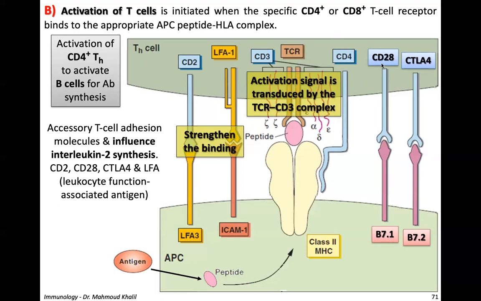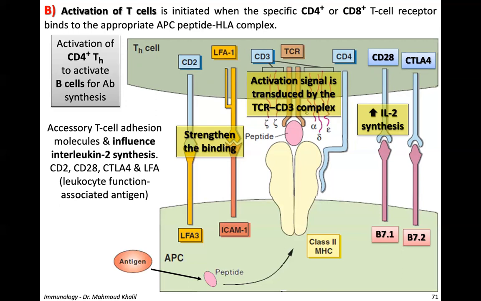B7.1 binds with CD28, while B7.2 binds with CTLA4. Actually, the first binding will lead to an increase in the synthesis of interleukin-2. And of course, we have already mentioned many times that interleukin-2 is one of the important cytokines that leads to the proliferation of T helper 2, activation of the immune system.